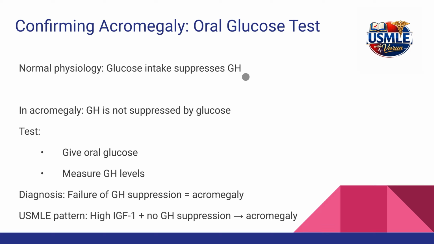So now let's discuss the water deprivation test. This water deprivation test is used to differentiate between primary polydipsia and diabetes insipidus, and it helps to distinguish central diabetes insipidus from nephrogenic diabetes insipidus. The basic idea is that in normal physiology, urine becomes concentrated when water is withheld.